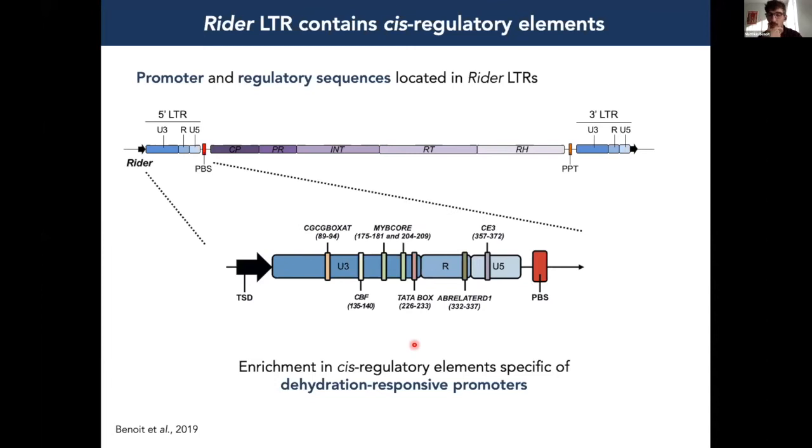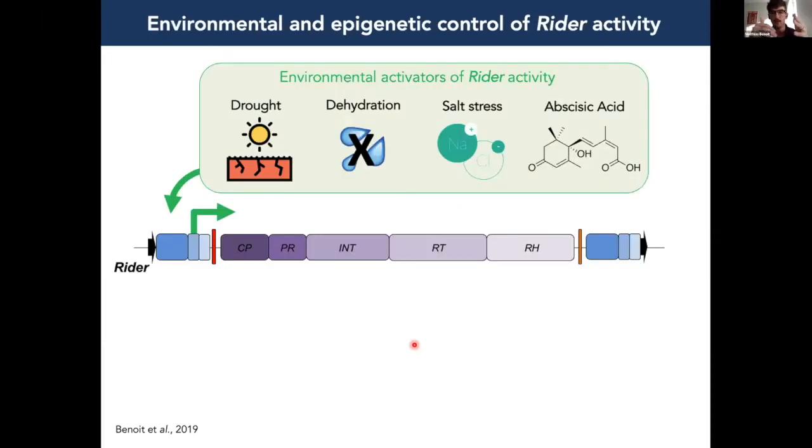So based on this observation, we speculated that rider activity might be triggered by environmental stresses, in particular stress related to dehydration. So that's what we tested in vitro and in vivo. I'm summarizing here our findings.